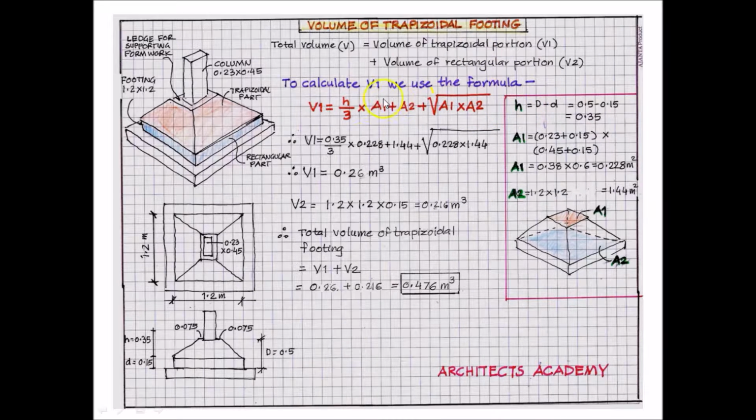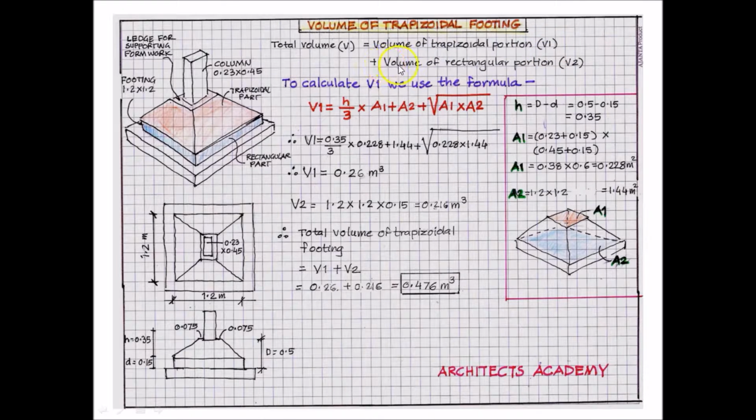So when we substitute these values, we get V1 is equal to 0.35 upon 3 into (0.228 plus 1.44 plus under root 0.228 into 1.44). So we have substituted these values in the equation. After working out this equation, we get a value of V1 is equal to 0.26 cubic meter. So this is the first part which we have completed, that is the volume of the trapezoidal portion V1.